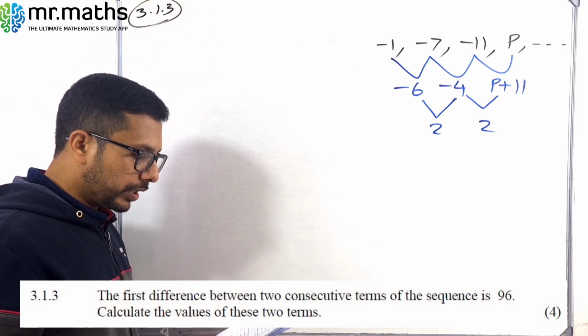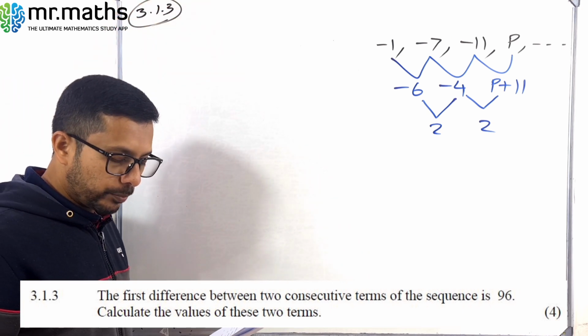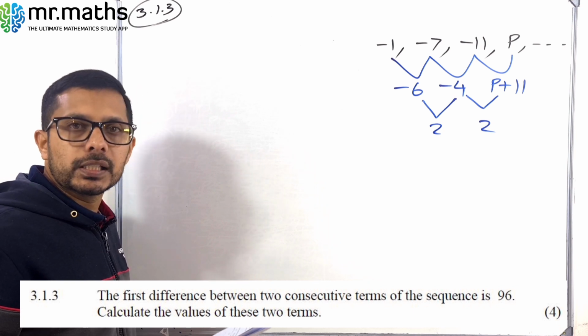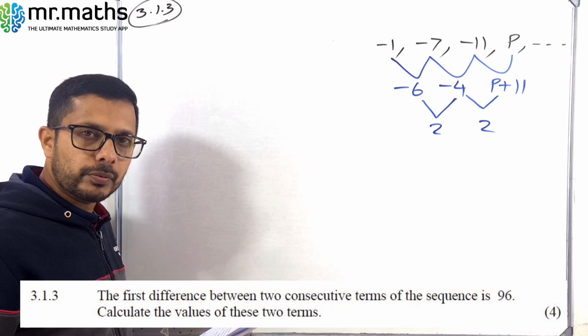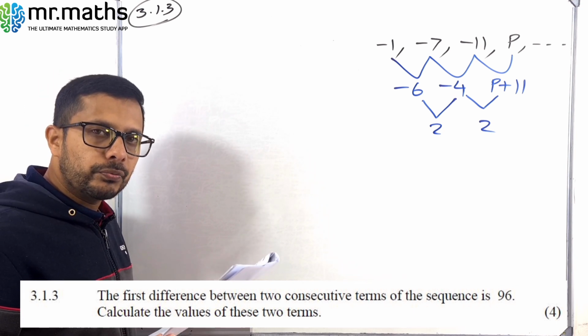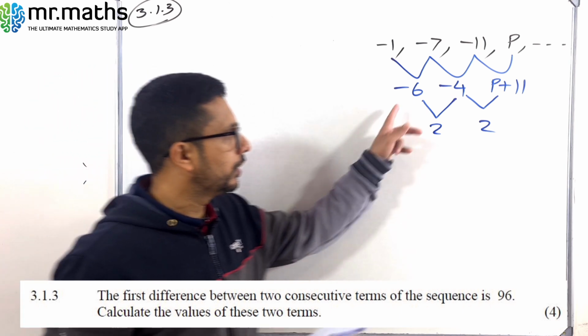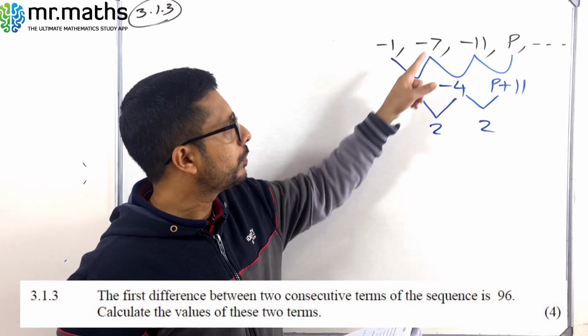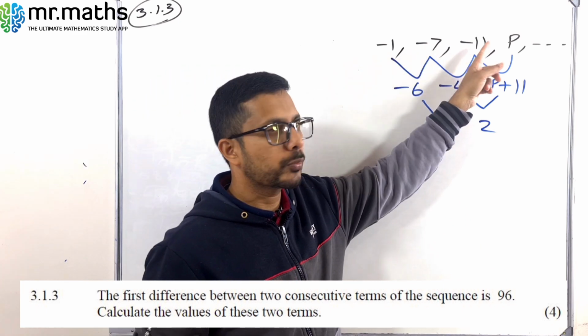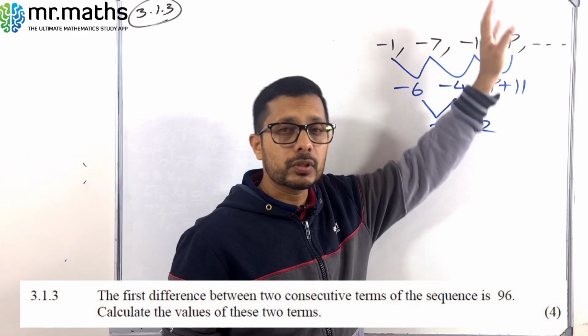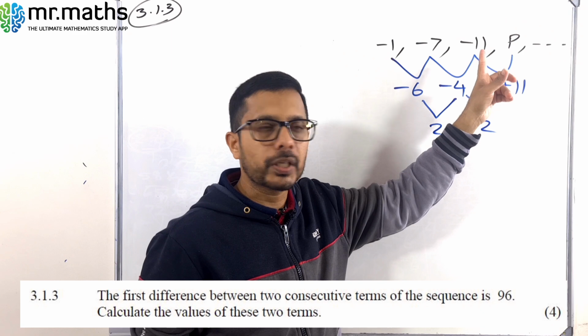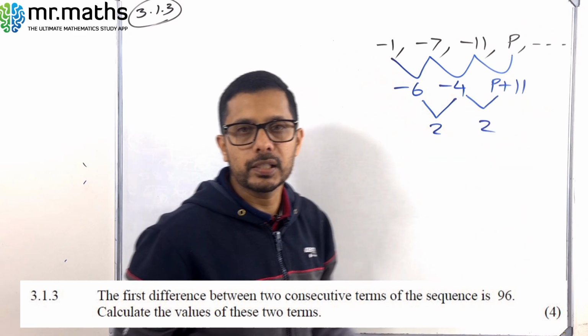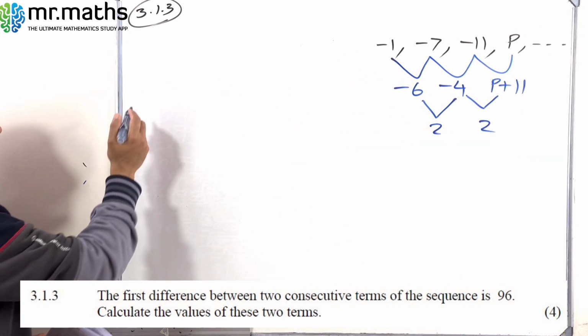The first difference between two consecutive terms of the sequence is 96. What is the meaning of that sentence? The first difference, which one is the first difference? Is it not this one? So the first difference between two consecutive terms, maybe this one or somewhere there, is 96. So let me write that sequence once more.